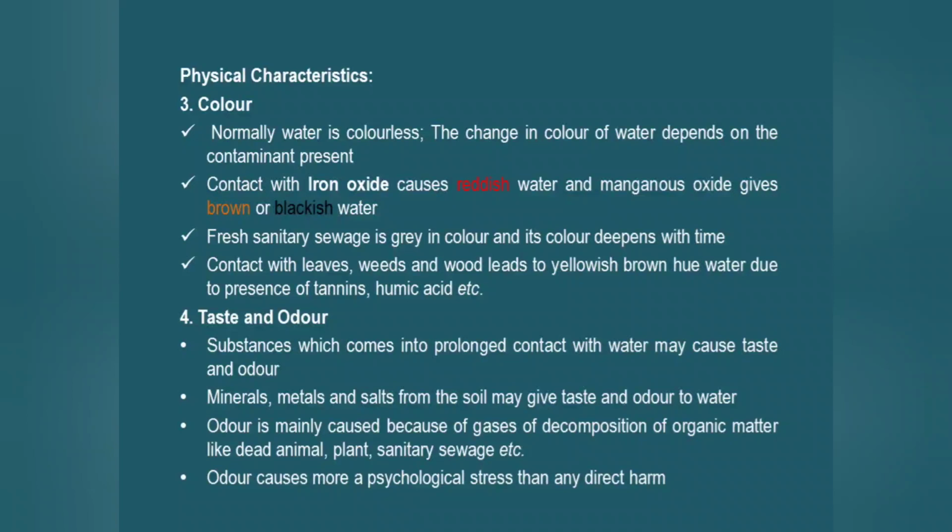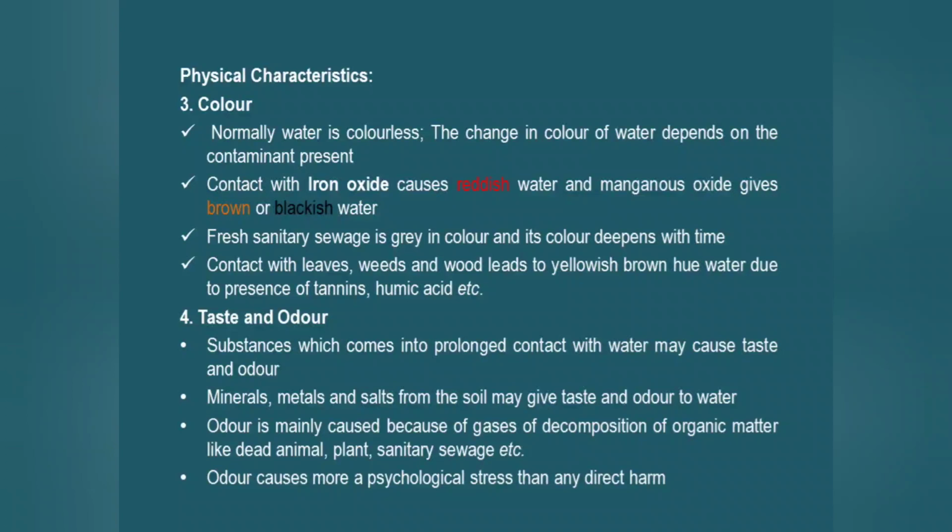Fresh sanitary sewage is gray in color, or colorless. Its color deepens with time, and contact with leaves, weeds and wood leads to yellowish brown hue water due to the presence of tannin and humic acid in these plant parts. That leads to the yellowish brown hue of the wastewater.